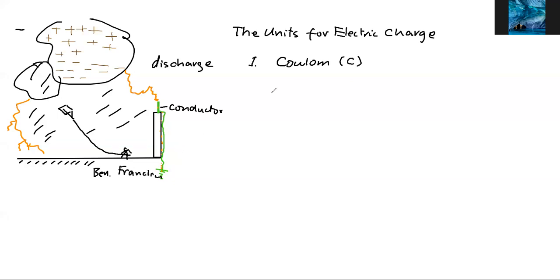Why do we choose the coulomb as a unit for electrical charge? Because that's the person's name. He's not the only person who studied electrical charges; many people have studied them, right? But he is the first person to discover the force between two charges.